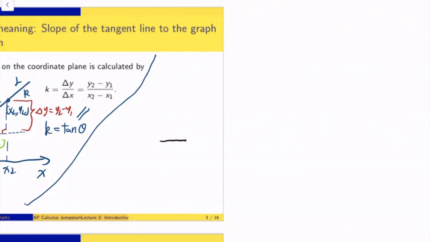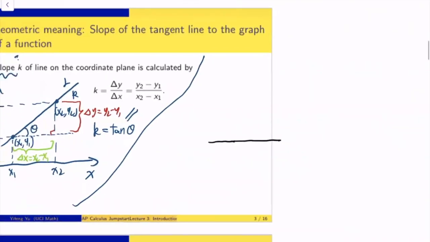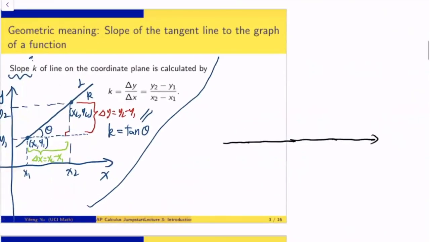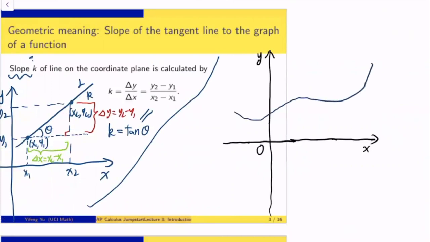Now let's look at the situation where it's not a line. Suppose we have a curve. This corresponds to the case when the velocity is not constant in the physical scenario. So geometrically, suppose we have a curve which is not a line. Say it's given by y equals f(x).